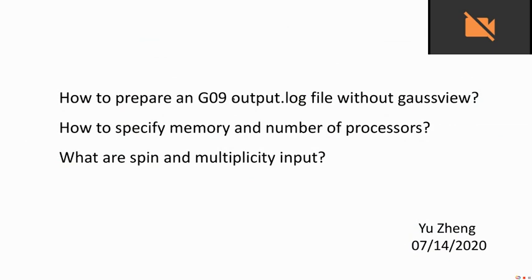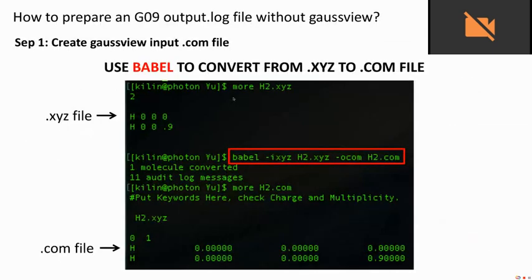Okay. So today my topic is to address 3 questions: how to prepare a GaussView output log file without GaussView, how to specify memory and number of processors, and what are spin and multiplicity input. Next slide. Let's start with the first question. To prepare the output log file, there are 2 steps. First, we need to prepare the GaussView input .com file by using the Babel command that can convert an XYZ file into a .com file. As you can see, after we input the command in the red box, the .com file is generated. The lower part is the results. And next slide.